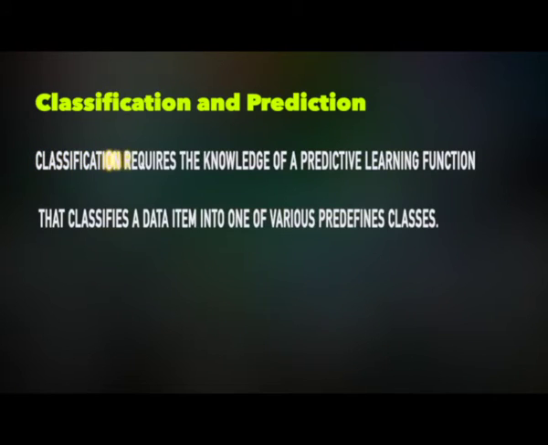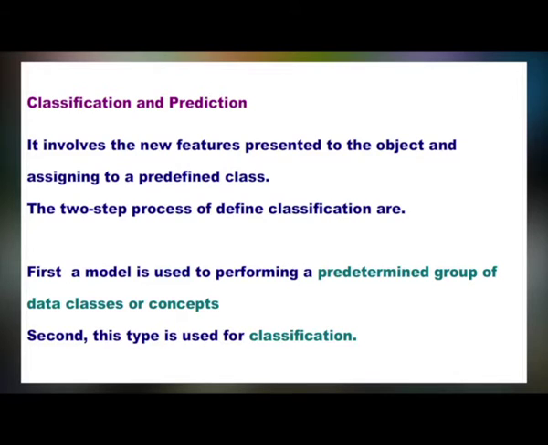Classification requires the knowledge of a predictive learning function that classifies a data item into one of various predefined classes. It involves the new features presented to the object and assigning it to a predefined class. The two-step process of defining a classification is: the first one is a model, which is used for describing a predetermined group of data classes and concepts, and the second one is the type which is used for classification.